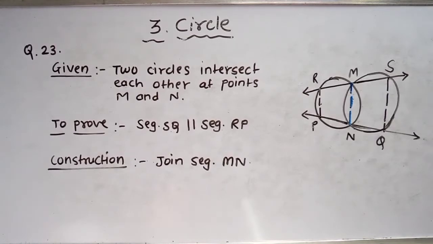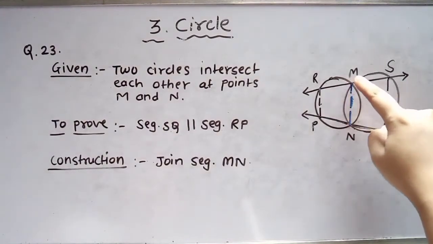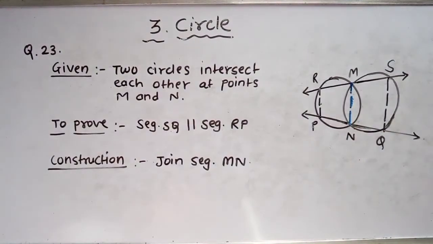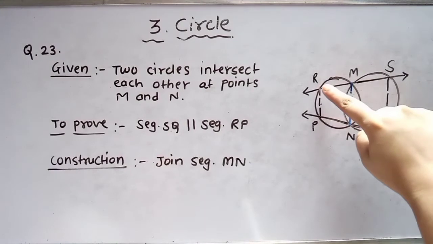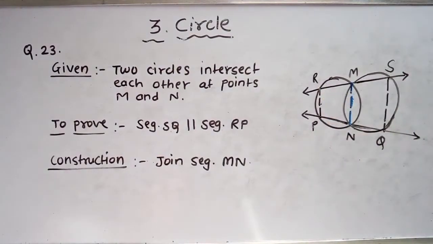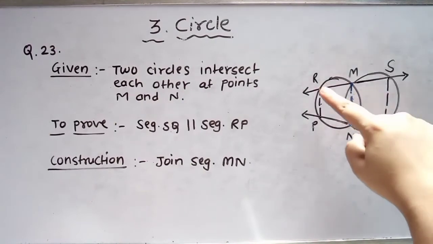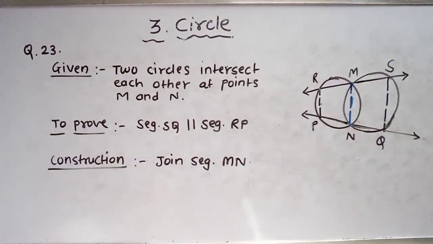What is the question given? In the figure, two circles intersect at points M and N. So see here, there are two circles which intersect at point M and point N. Secants drawn through M and N intersect the circles at points R, S and P, Q respectively. This is one secant, this is another secant, intersecting at points R, P, Q, S. Then we have to prove segment SQ is parallel to segment RP. This is what we have to prove.